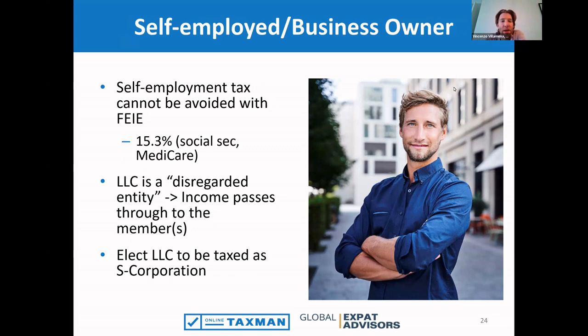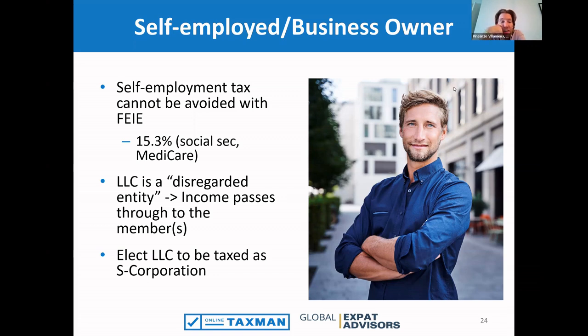So again, for people that are self-employed business owners, first off, the self-employment tax cannot be avoided with the foreign earned income exclusion, right? So even if you qualify for the FEIE, you're self-employed, you're like, okay, great, I get my 130, but you will still pay tax on that money: self-employment tax, 15.3%. So then again, you have this decision tree to face.